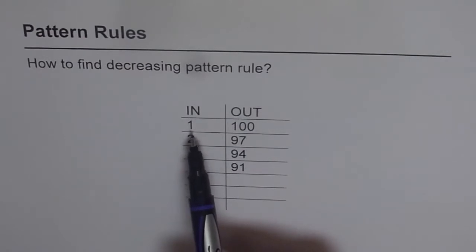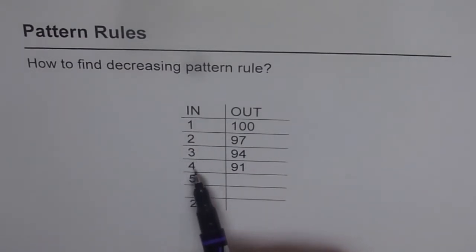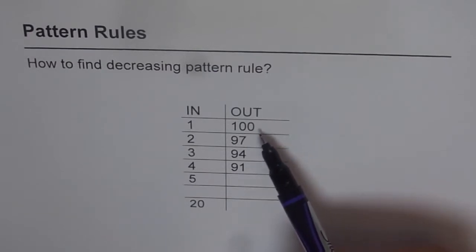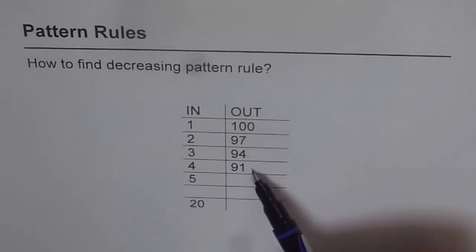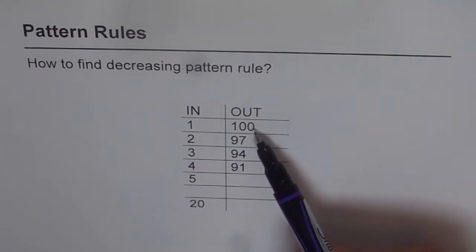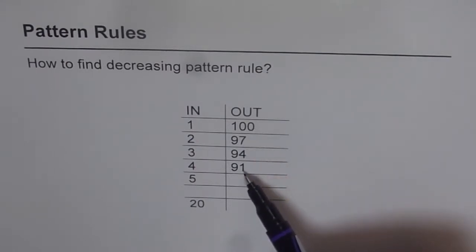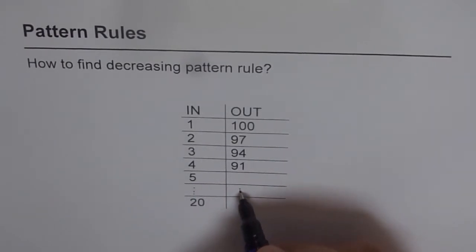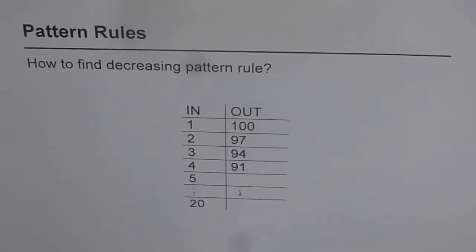Input is increasing from 1, 2, 3, 4, 5 and so on, but the output is decreasing. It starts with 100 and goes down by 3 each time. So it is 97, 94, 91 and so on, right? So there are a lot of numbers to be filled in between, and probably you can think about what should be the output for an input of 20. So that is how you can look at the question.